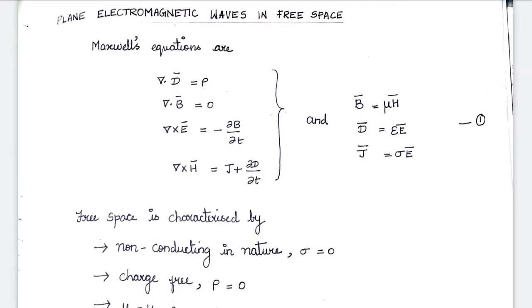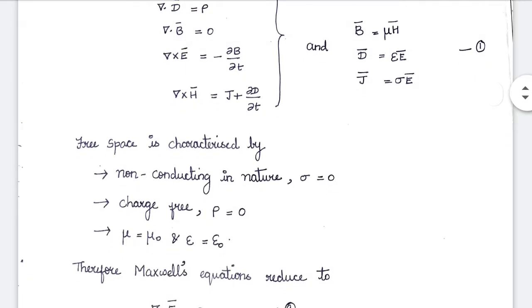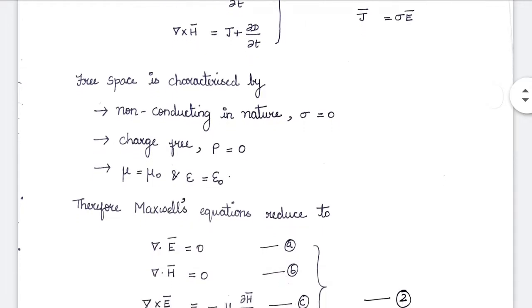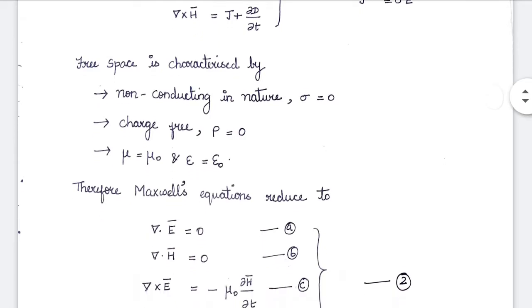into E vector. Since it is free space, it is non-conducting in nature, so sigma will be equal to 0 and it is charge free, so the charge density rho will be equal to 0. Mu will be equal to mu naught, epsilon will be equal to epsilon naught. Here mu naught and epsilon naught are the magnetic permeability and electric permittivity of free space.